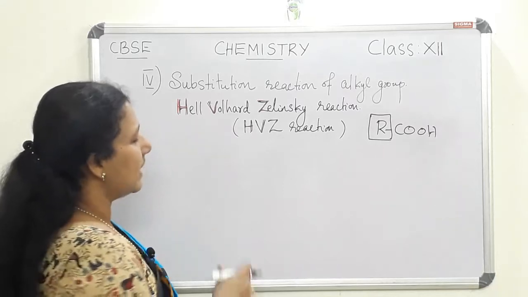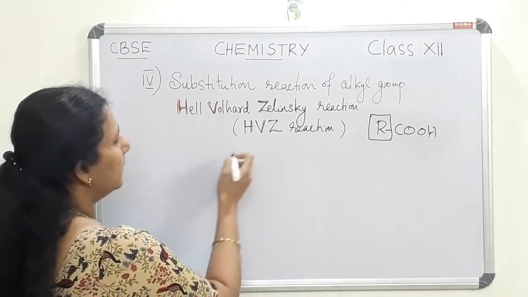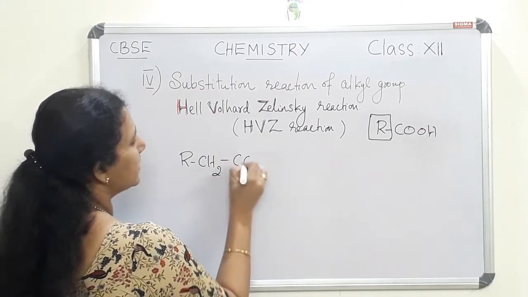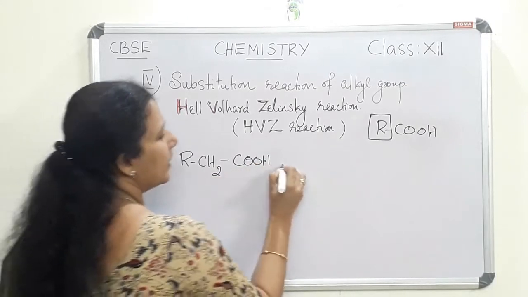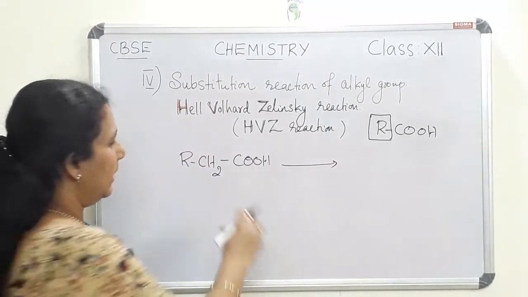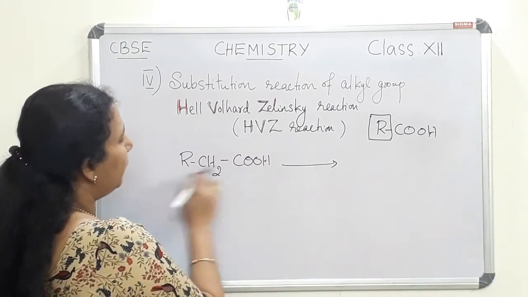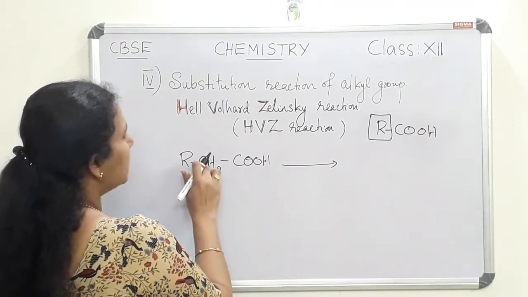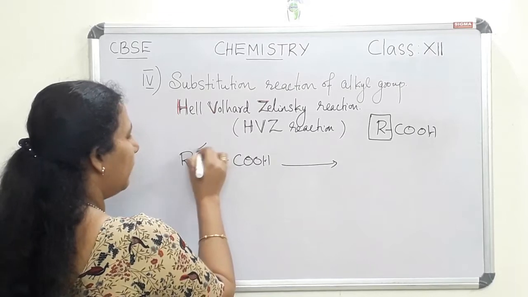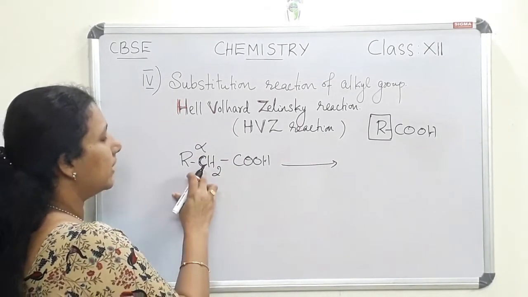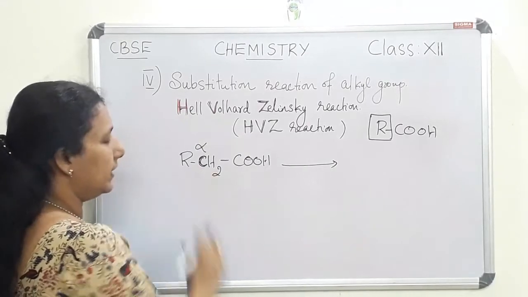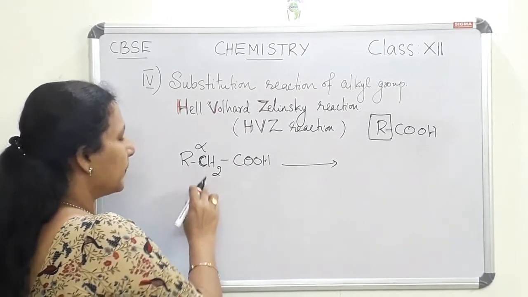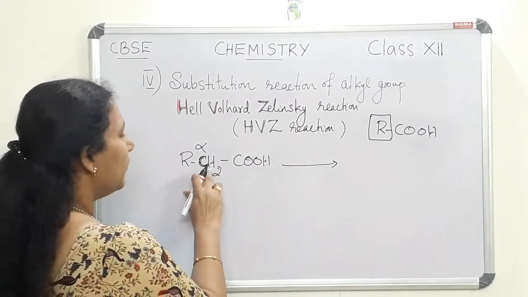So let us take an example, or we can discuss the HVZ reaction with an example. A general format of carboxylic acid is RCH2COOH. In the HVZ reaction, we have an acid with an alpha carbon atom or alpha hydrogen atom. This carbon is known as the alpha carbon atom, and the hydrogen atom connected to this carbon atom is known as the alpha hydrogen atom. The functional group is attached to the carbon next to this. So this is the alpha carbon, and this is the alpha hydrogen.